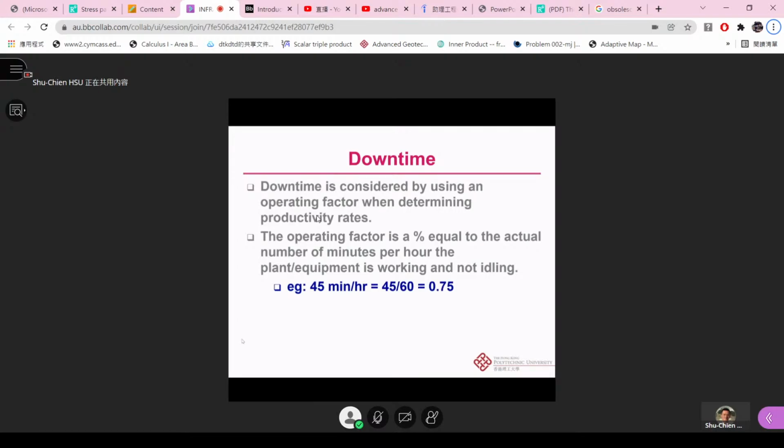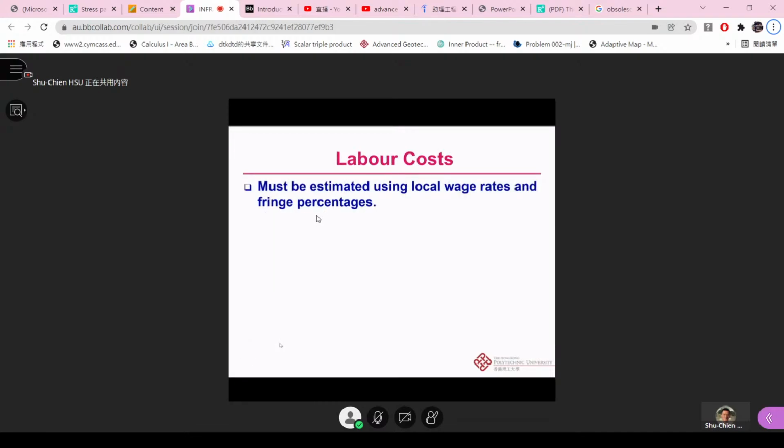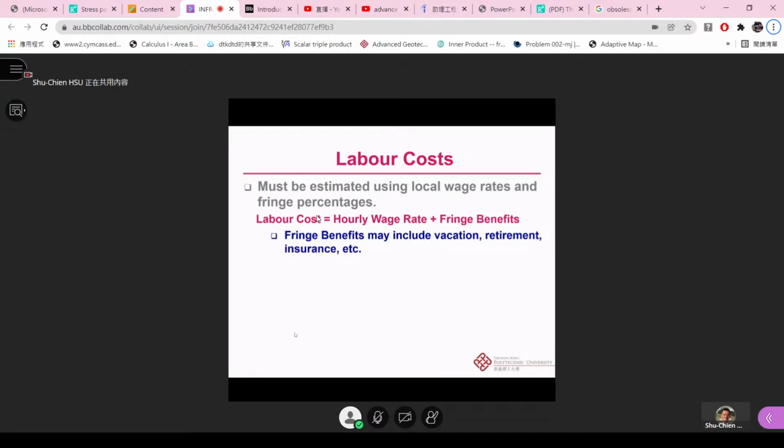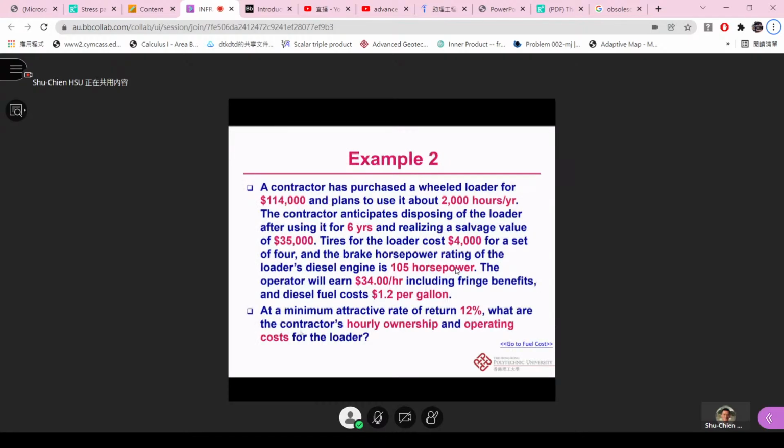So usually we can say that, okay, if the worker or driver needs some rest, we can have 45 minutes per hour, then the operating factor will be 0.75. Okay, it's kind of an efficiency estimation for using construction equipment. And of course, we also must estimate using some local wage rates and the fringe percentage for the labor cost. Okay, so labor cost should be equal to the hourly wage rate plus the fringe benefits. And the benefits can include vacation, retirement, insurance. All right.